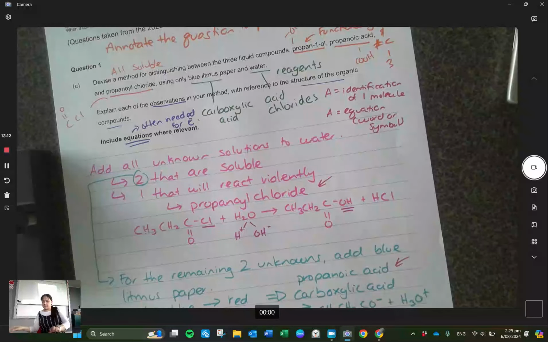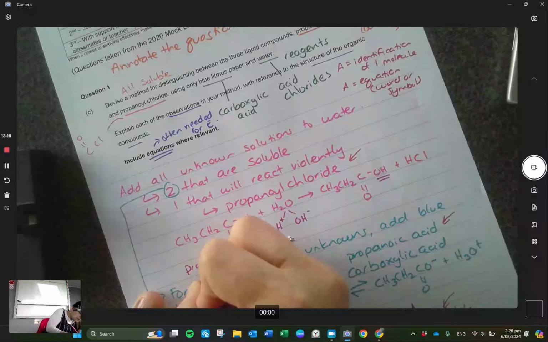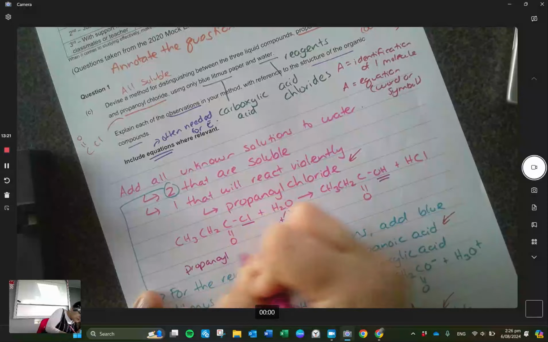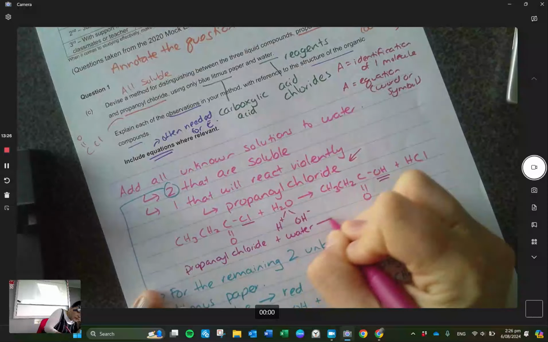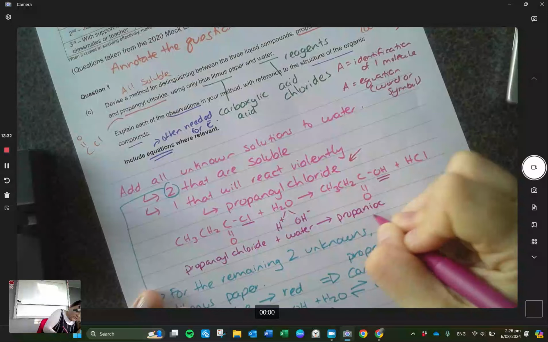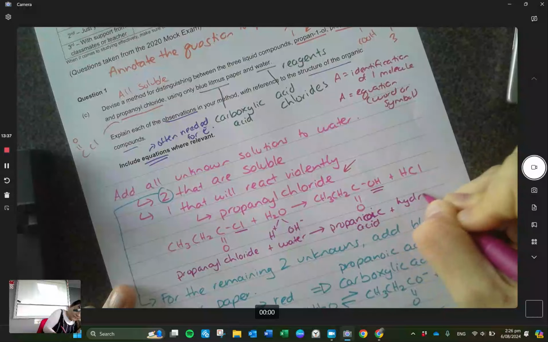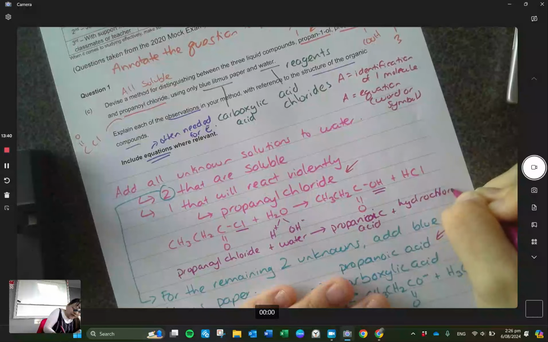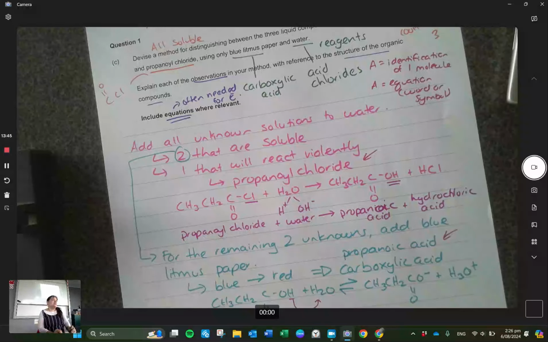So I would write propanoyl chloride plus water makes propanoic acid plus hydrochloric acid. Spell it right. I don't actually think it's easier to write the word equation. That's what it would be if you did a word equation. Doesn't need both. All right, keep going.